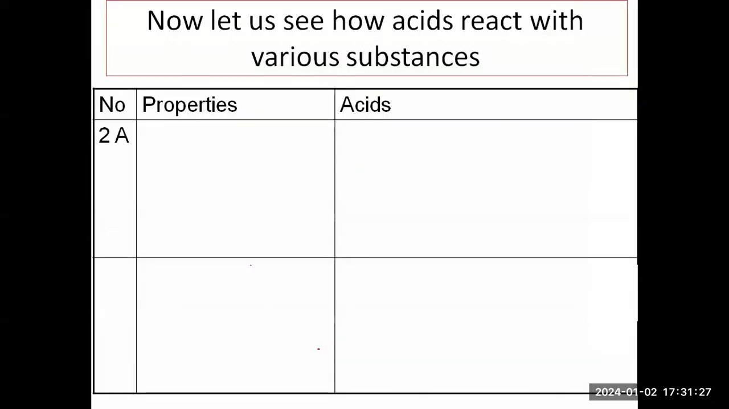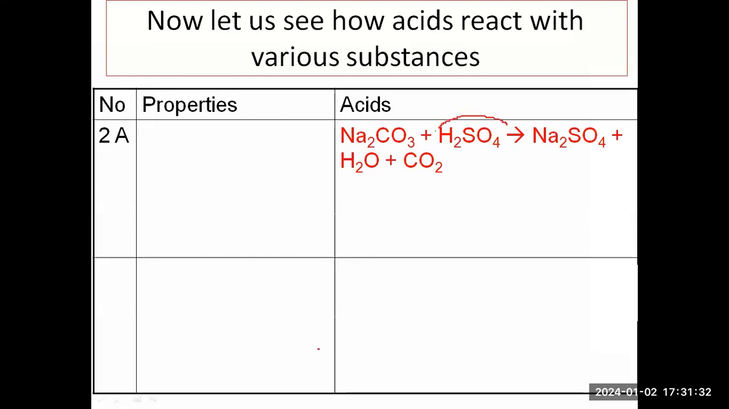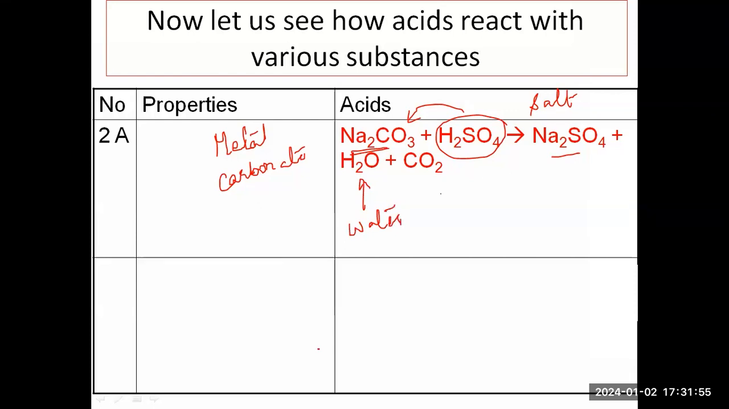So now we have another reaction. We have again sulfuric acid here reacting with sodium carbonate. Sodium is a metal, so we can call it a metal carbonate. When acid reacts with metal carbonate, we can see a salt produced here. We can see water and carbon dioxide gas.